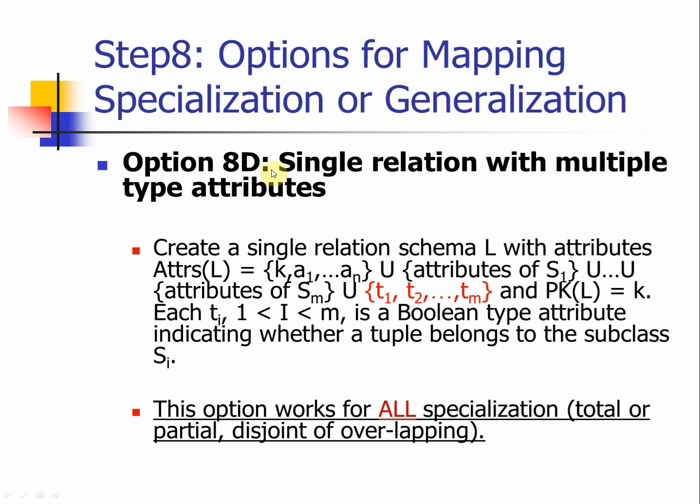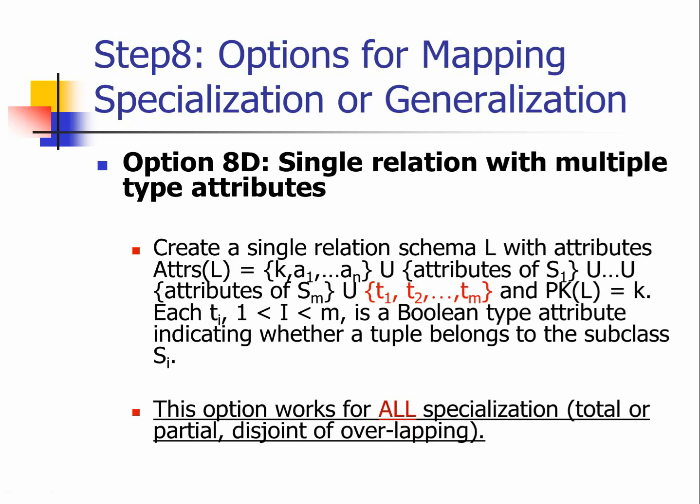Therefore, for option 8D, what we're going to do is create a single relation with all the attributes coming from the superclass and all of the attributes coming from every single subclass. Then for each subclass, we create a flag indicating whether they belong to this one or not. And therefore, this is actually a very good approach that can handle all kinds of situations.